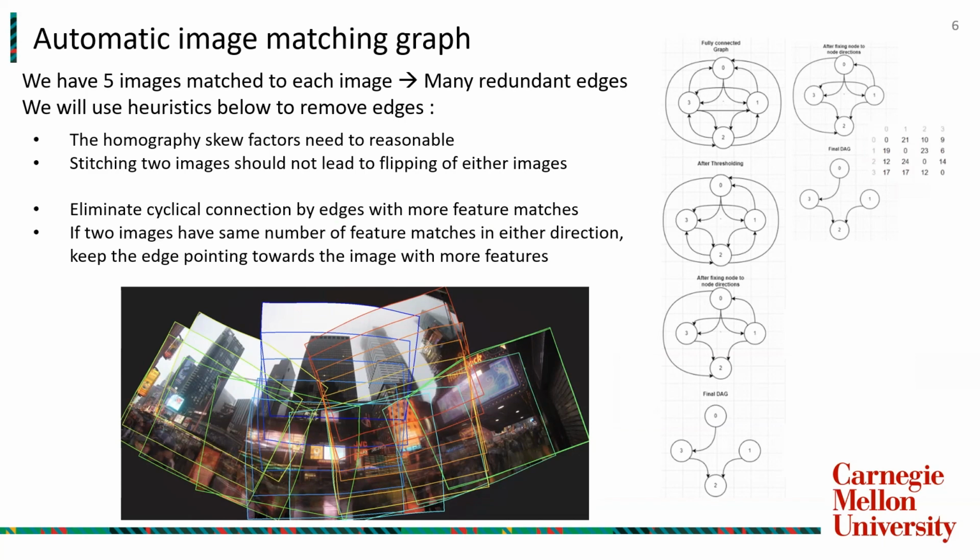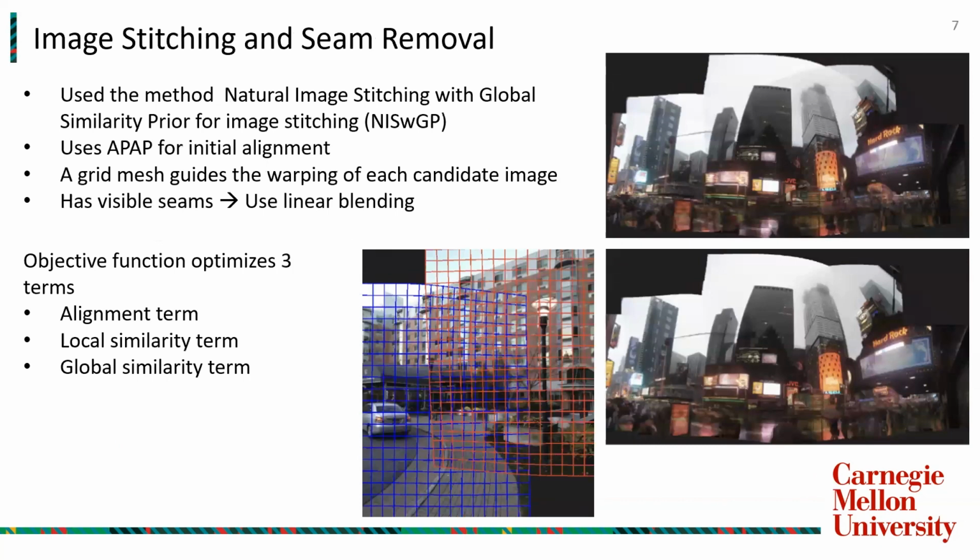First, we will put some constraints on the homography matrix itself such that the images don't get skewed or flipped. Second, we'll impose some constraints on the edges from one image to another in terms of the number of features that it's matching to. So we'll eliminate some cyclical connections by following the edge that has more feature matches. Now, once we have done that, we will get this graph that has been created in an automatic manner, and we will feed this graph to an image stitching algorithm.